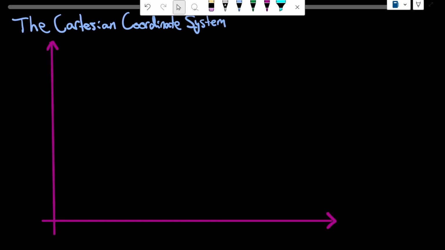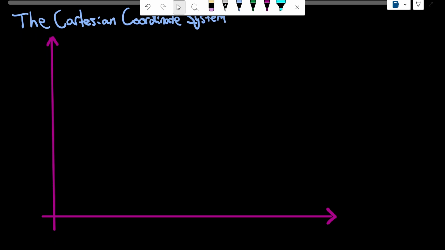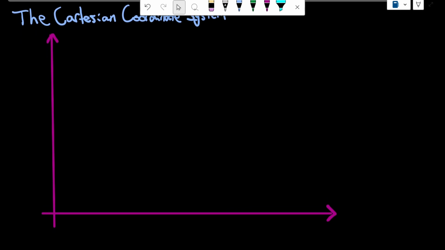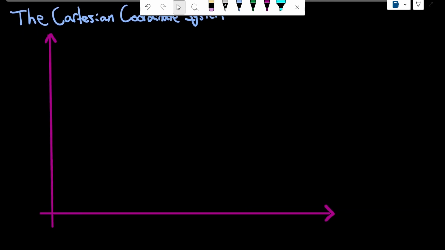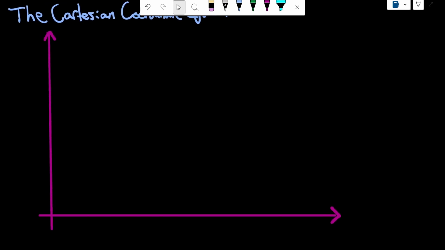To start, this does require basic knowledge of algebra and an understanding of the Cartesian coordinate system. But don't worry if you're a bit rusty, because I'll review everything before we jump into our example. So let's talk about the Cartesian coordinate system. It's much simpler and hopefully more intuitive than it sounds. We have two axes, the x-axis and the y-axis.